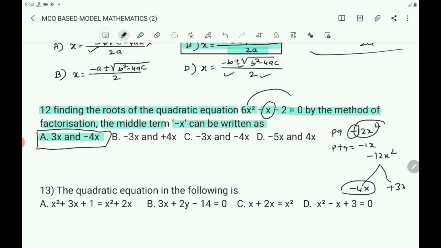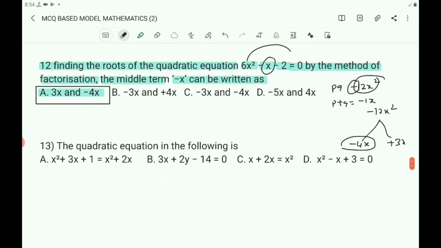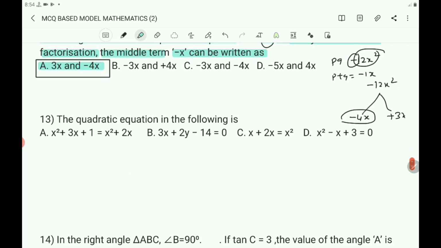Factors are, the middle term minus x can be written as 3x and minus 4x. Next let us take the 13th question. Which of the following is a quadratic equation? So here let us check one by one.